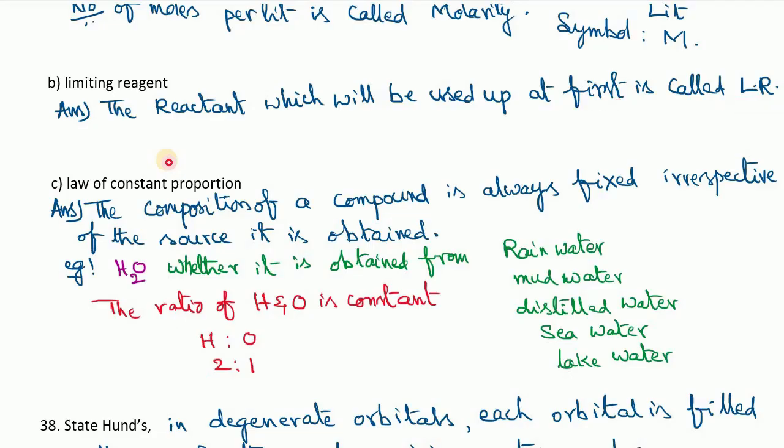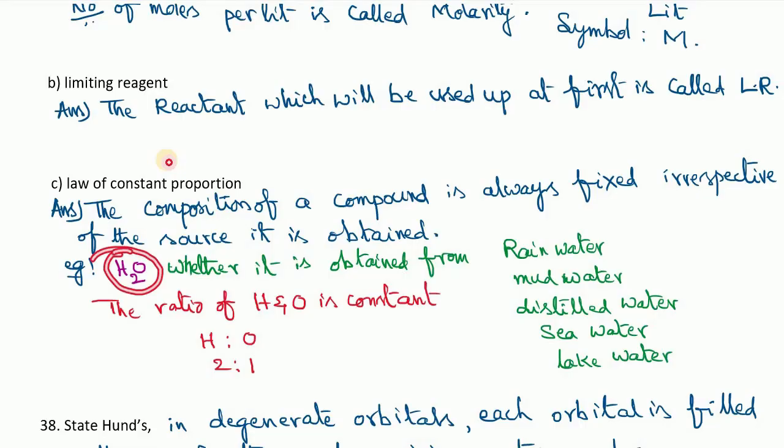Law of constant proportion. The composition of a compound is always fixed irrespective of the source from where it is obtained. For example, water. Whether this water is collected from rainwater or mud water or distilled water or sea water or lake water, wherever you collect this water, the water formula will be H2O.